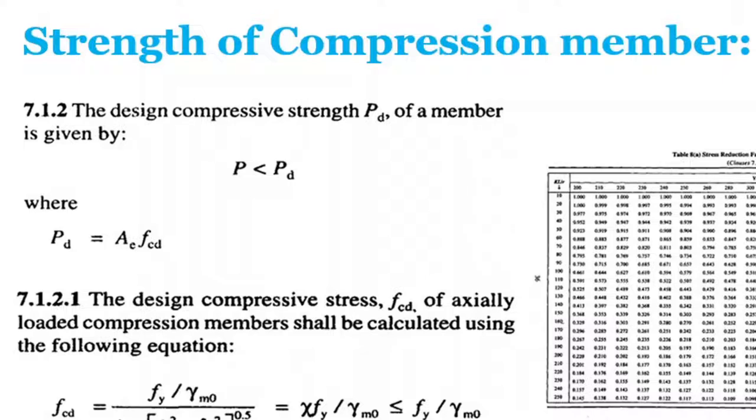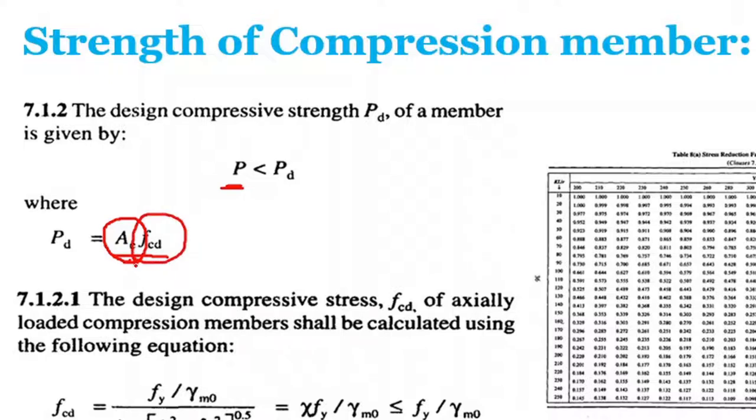Now, in IS 800:2007, in clause 7.1.2, it is stated that the design compressive strength of a compression member is equal to area into stress. Obviously, load is equal to area into stress. Simple. So, Ae is the effective cross-sectional area. Whatever the cross-sectional area of the member, that is the Ae. Fcd.